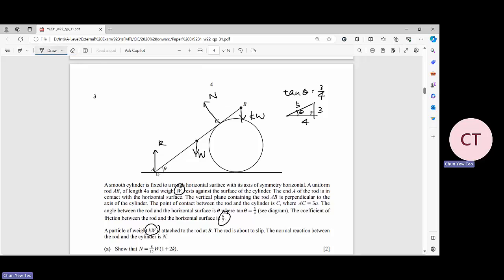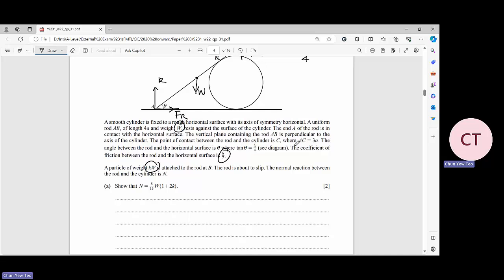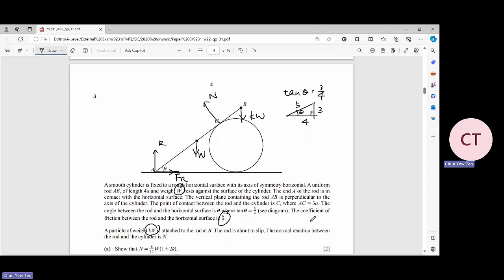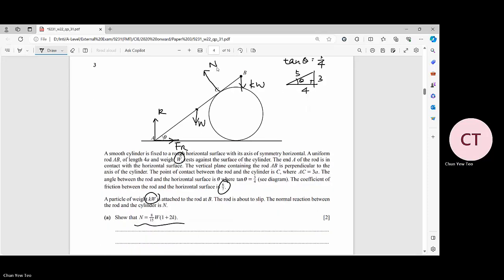Then we have a frictional force. The frictional force is going this way. It's about to slip, so the frictional force will be reaching the maximum limit, F equal to mu R. For the first part of the question, they want us to show that N is equal to 8/5 W multiplied by 1 plus 2K. So the relationship involves N, W and Kw, and no R involved. So for this question, definitely we need to find the moment about point A.